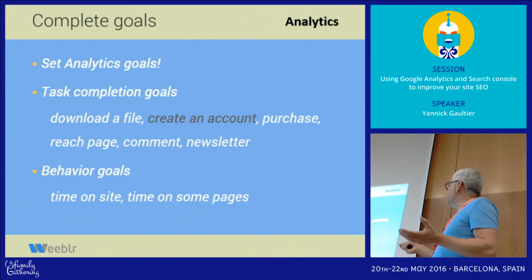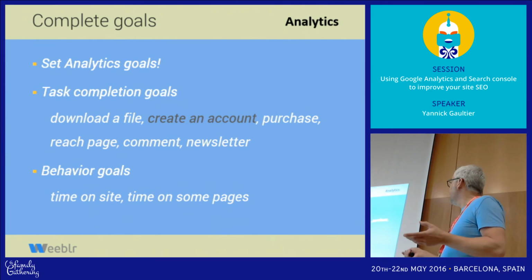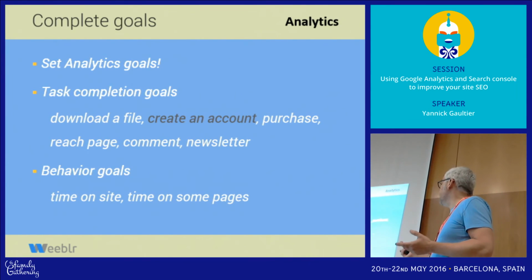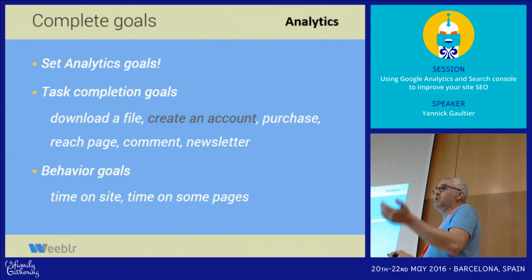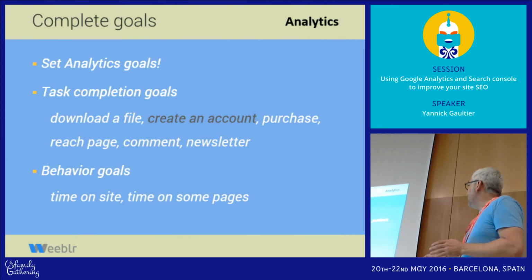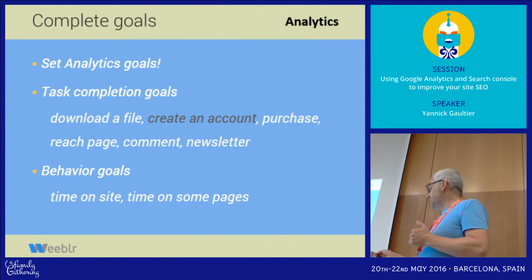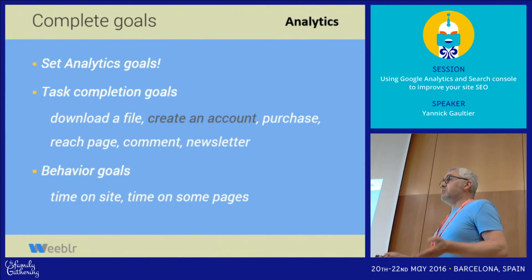Setting a goal is simply the fact of telling Google Analytics to take note when somebody is doing something specific on your site. For instance, downloading a file, creating an account, which might be one of the goals you wanted to have, purchase something, reach a given specific page, maybe leave a comment on your blog post, register for your newsletter. So you can measure that. You can also set up behavior goals. How much time do people stay on the site reading a page, etc.